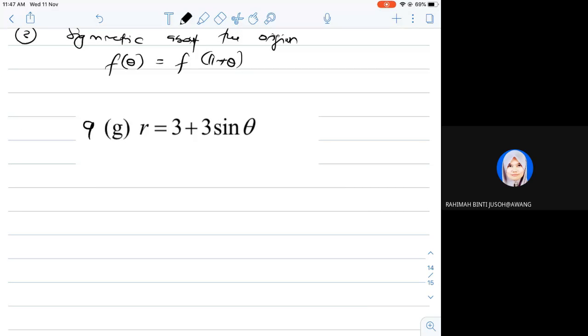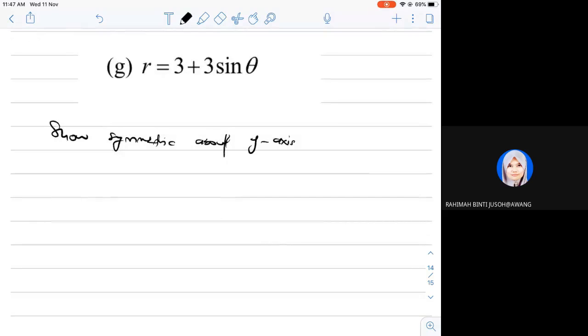Question 9G. Bukan 9G, question number 9. Tapi dia nak real graph G kan? Question number 10. Show symmetric about y-axis. Allah tulisan. Sorry lah guys, saya tak makan lagi. Saya punya tangan menggigil sikit.